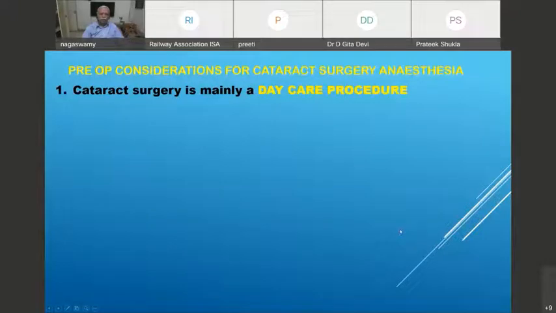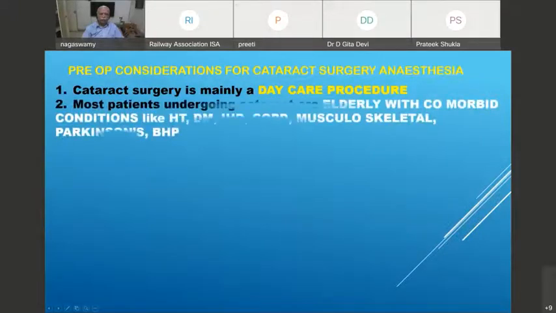So it's a daycare procedure. Most patients are elderly. Conditions like hypertension, diabetes, IHD, COPD, musculoskeletal, Parkinson's especially, that is a neurological problem also. And patients with BHP, what is the problem there? If they come for cataract, supposing they have not undergone a TURP, they are on medication for benign hypertrophy of the prostate.